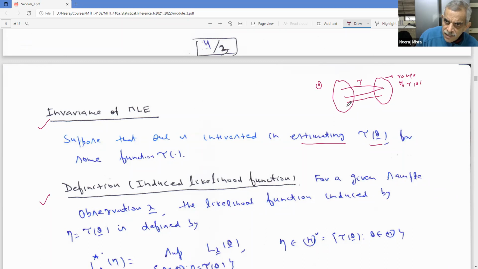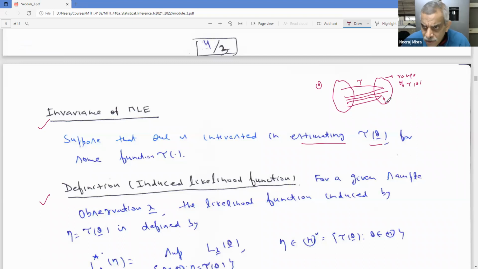There may be another one. They may go over here. There may be a few points which may be 1 to 1. So here, what is the likelihood function induced by this? Note that here, the likelihood function for this and this is the same because they are going to the same tau theta. So what I try to do is look at the maximum of these two, and I define that to be the induced likelihood function at point eta.